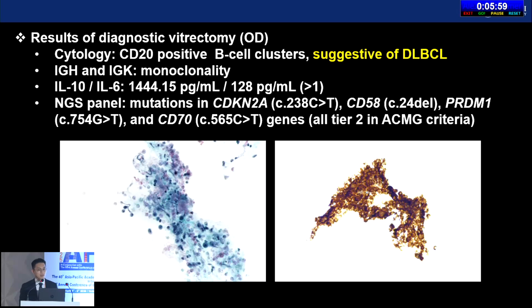So we sent the vitreous for analysis, and cytology showed CD20 positive B-cell clusters suggesting DLBCL. Her IgH and IgK showed monoclonality. IL-10 over IL-6 was greater than 1. And NGS target panel showed mutations in CDKN2A, CD58, PRDM1, and CD70. All these were tier 2 according to ACMG criteria.